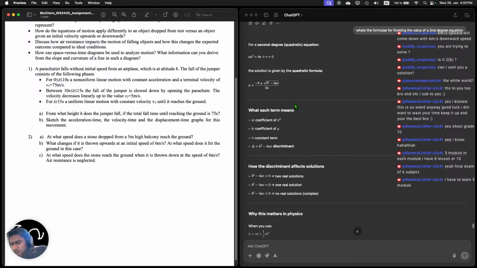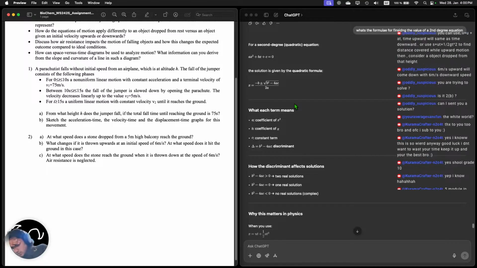Okay. If I'm given v equals, what is u? 6. Let's go minus 6 plus 10 into 1.7. V is equal to 11 meter per second. You can use v equals u plus at. Time upwards will be same as time downwards. Or use s is equal to ut plus half gt squared. Find the distance covered while upward motion. Then consider an object dropped from that height.